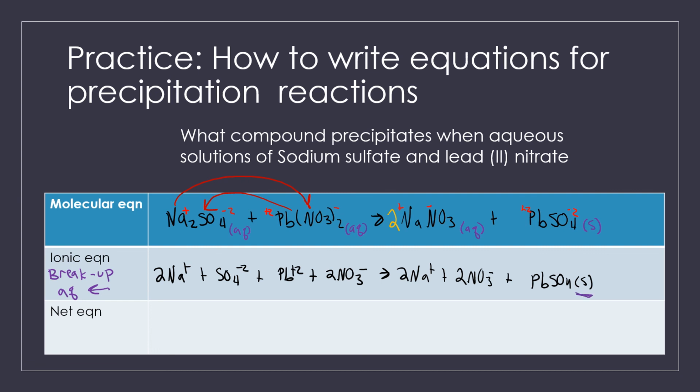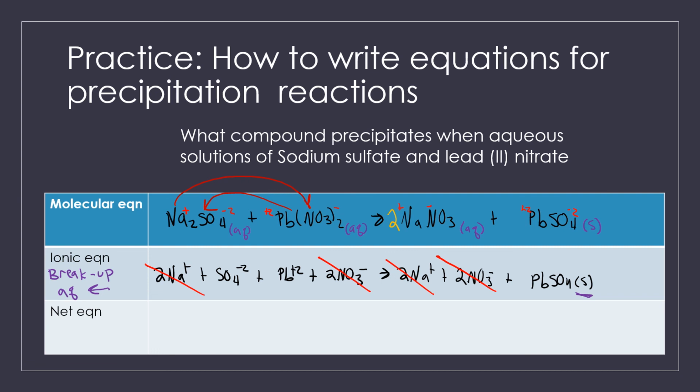And so what we're going to do now is we're going to go through and cross out anything that is exactly the same on both sides. So sodium is 2 Na+ and 2 Na+. It is exactly the same on both sides, so we're going to cross it out. Sulfate here is an ion, and here it is in the compound, so it changes, so it doesn't get crossed out. Same thing with lead, but nitrate does not change, so it's going to get crossed out.